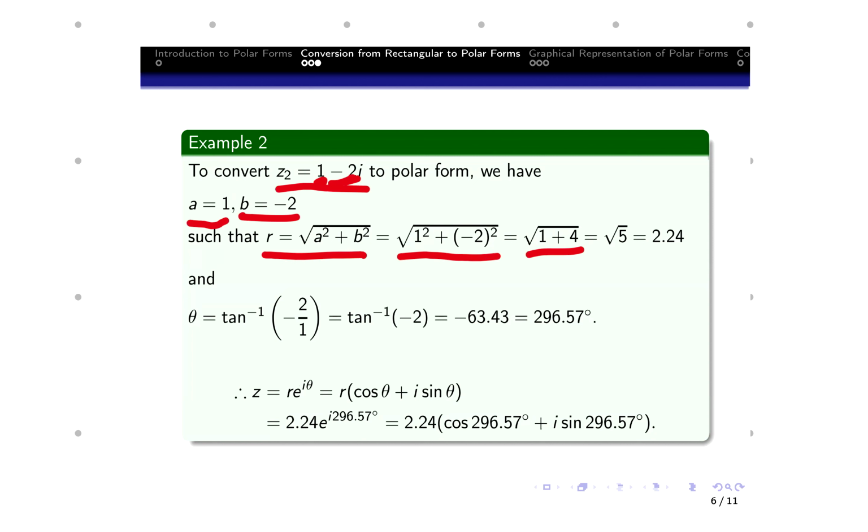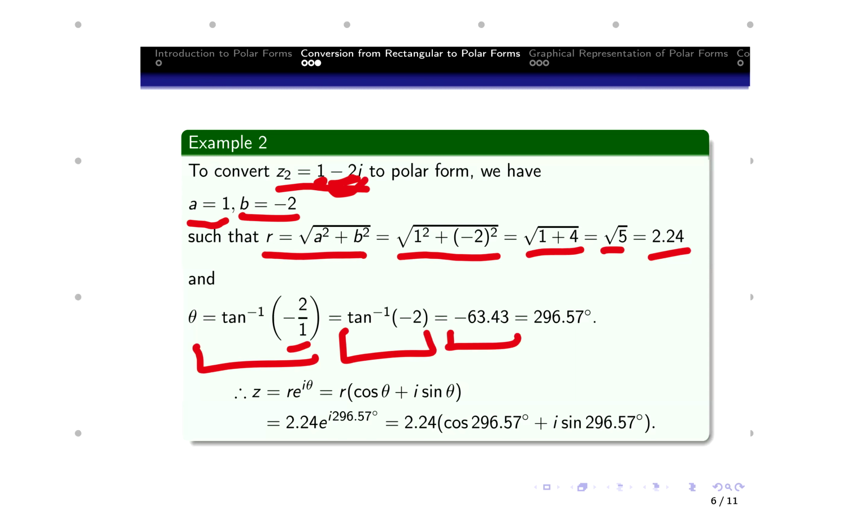And then to get the angle, you have theta equals arctan of minus 2, that's b over 1, minus 2 over 1. So that's arctan of minus 2. So minus 2 over 1, that's minus 2, right? So if you get the arctan of this, you're going to get minus 63.43. Now, when we do the graphical representation, you'll understand the implication of this minus 63.43.